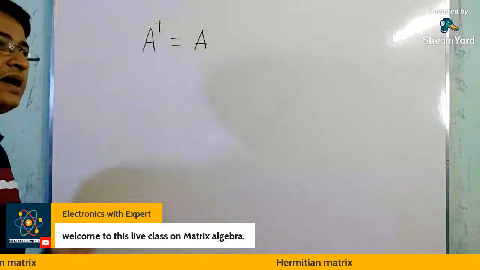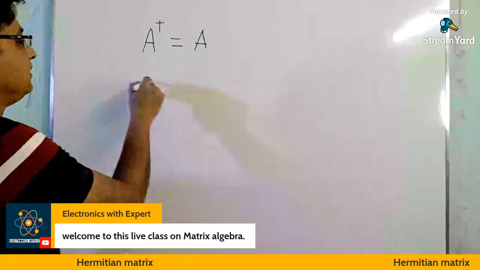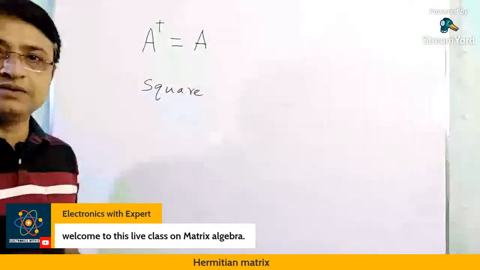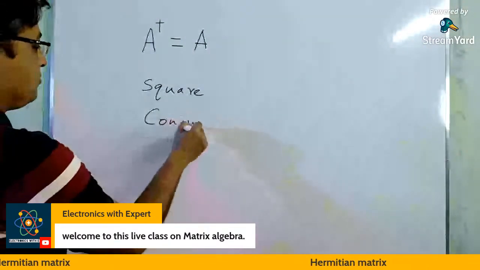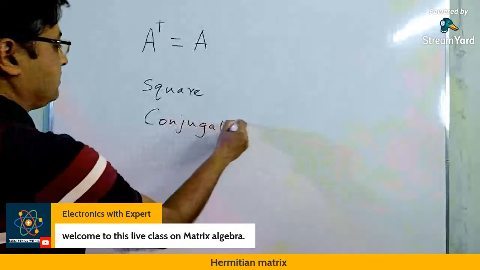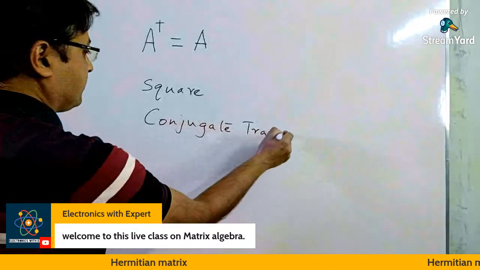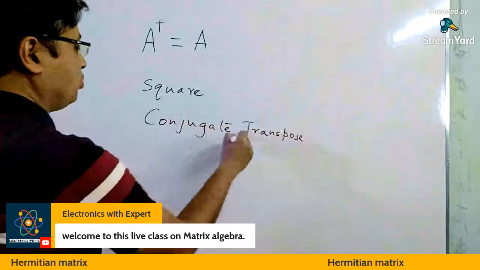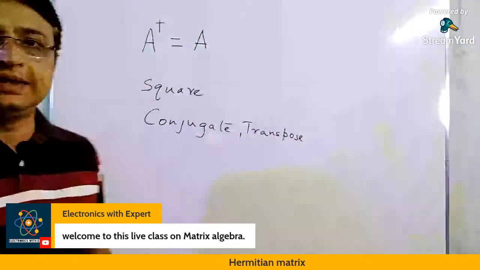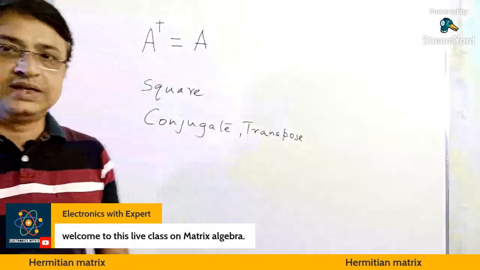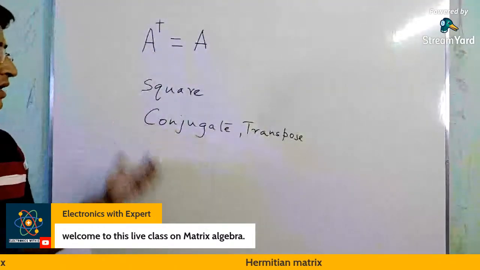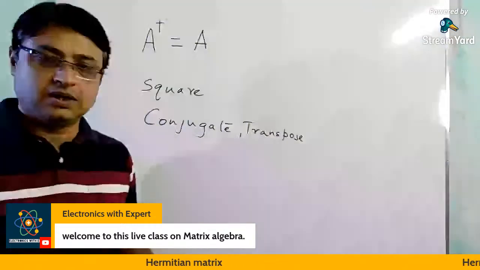So here I have used three different terms. One is a square matrix, then the other is conjugate transpose. So there are two terms, one is the conjugate and the other is the transpose. I think most of you must know these terms, but I should explain this in a very short time.